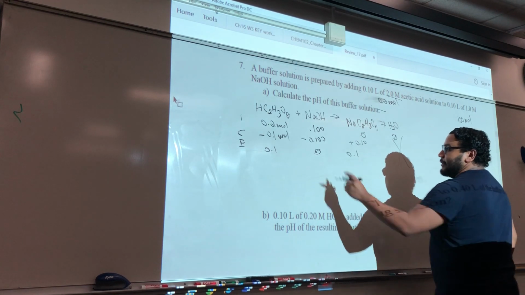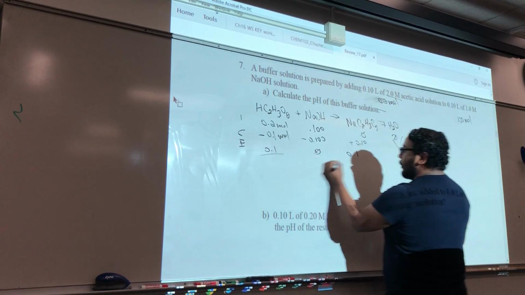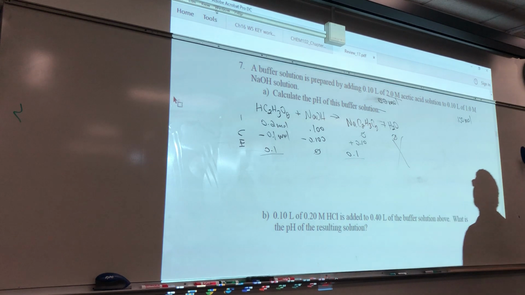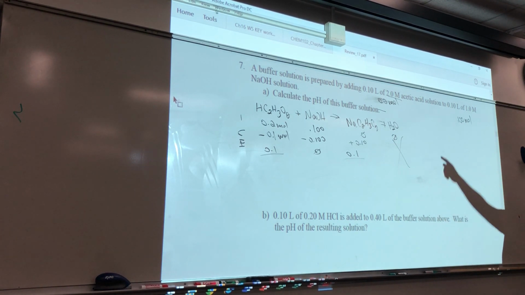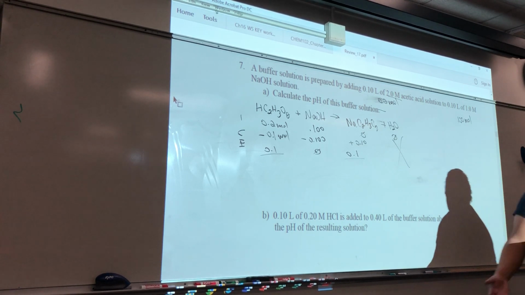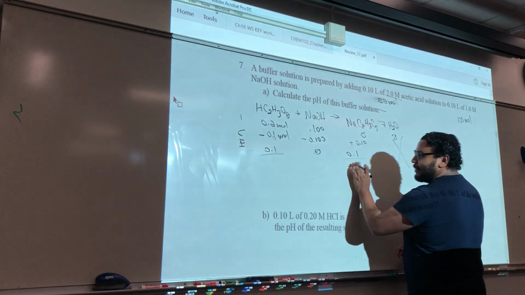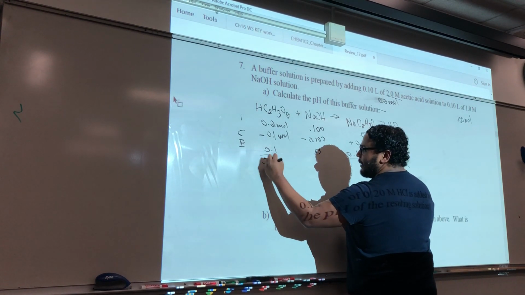So this is a really cool section. We're going to divide by the total volume, which would be 0.2 liters in this case, because it's 0.10 and 0.10. We don't really need to do that, but we're going to do it anyway, because we'll be dividing by the same number. It's a good habit.